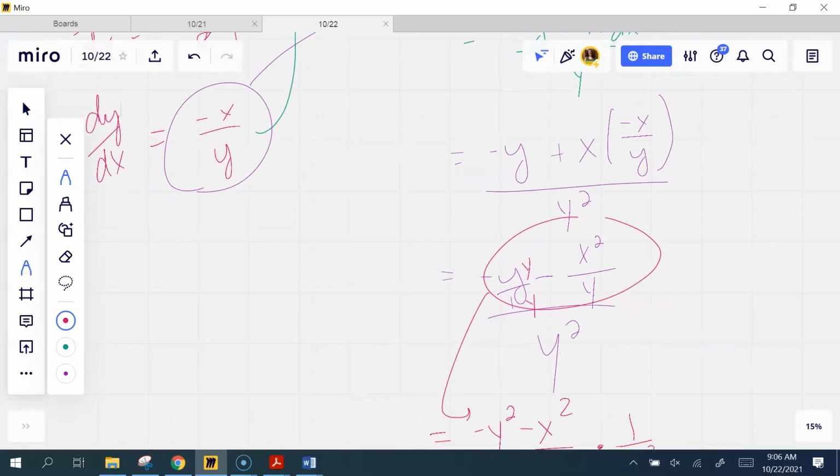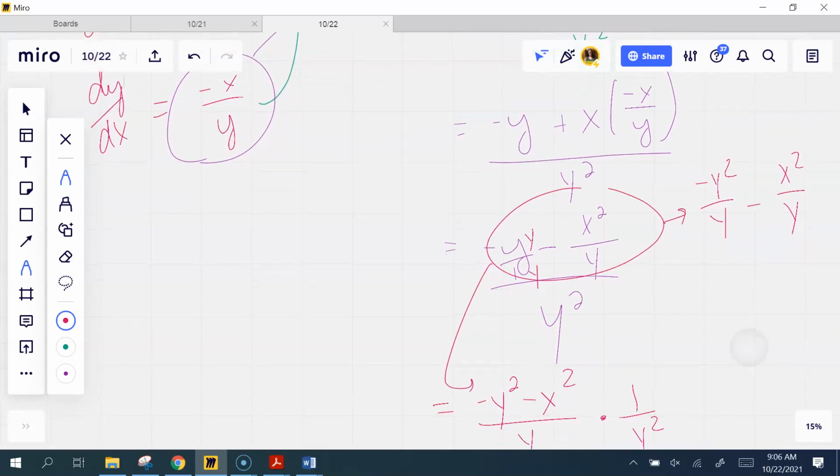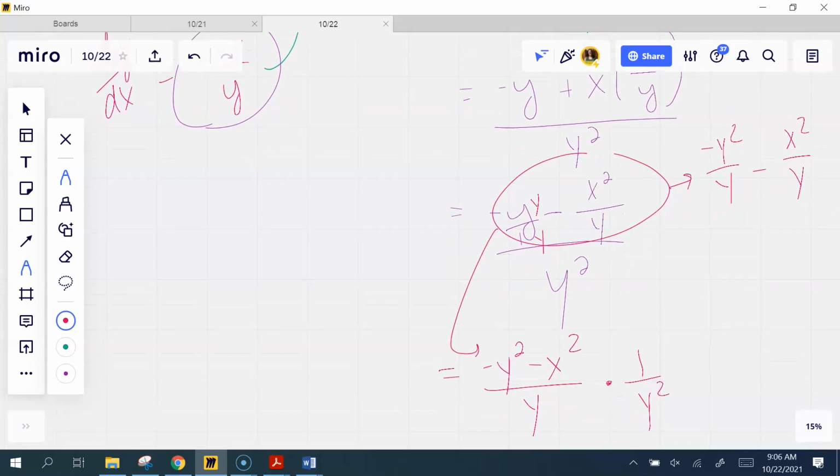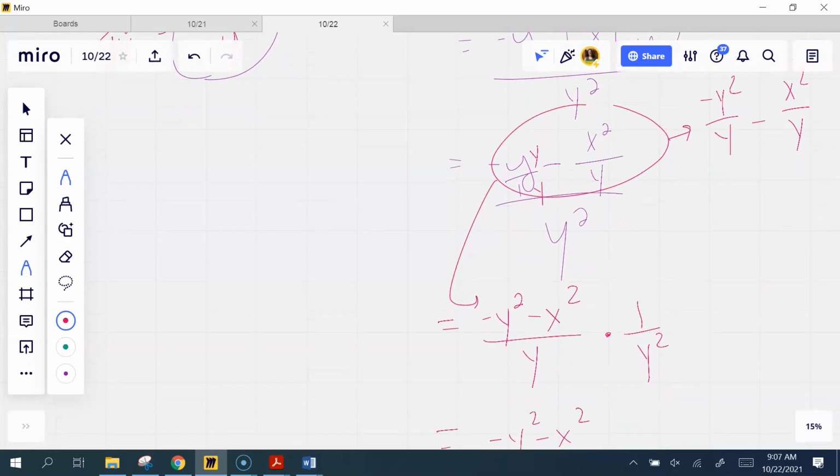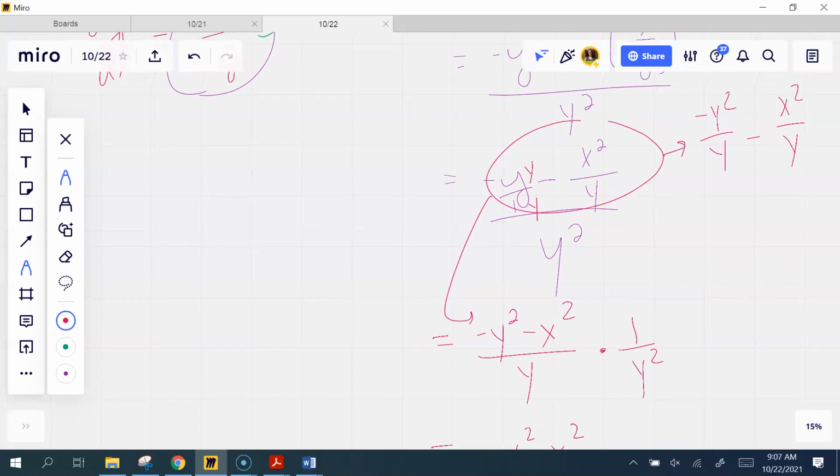And so the purple is the original, right? I took the top and said, let me make them have common denominators, so I put it over y. So it's really negative y squared over y minus x squared over y. Put that one to negative y plus x over y as well. Yes. Well, no, so then this is the top. I did top times the flip of the bottom.